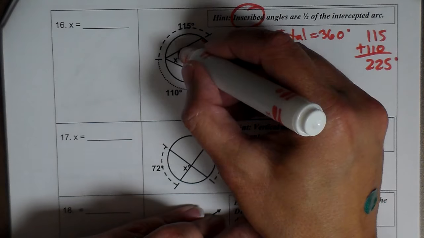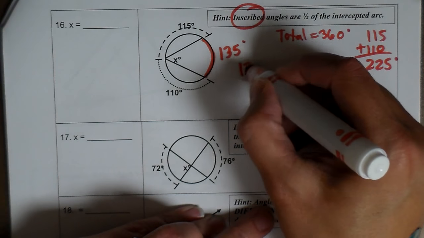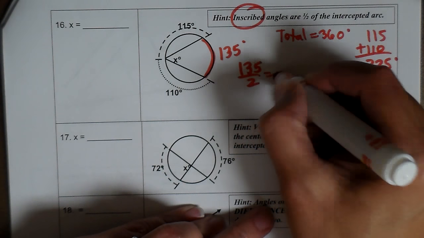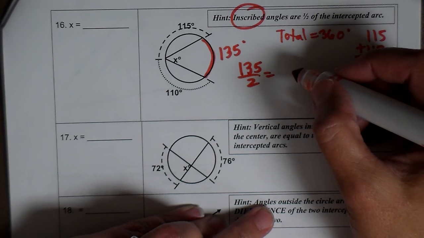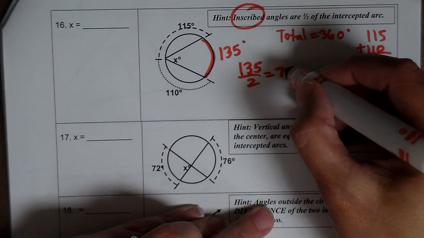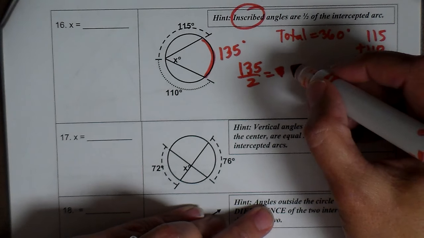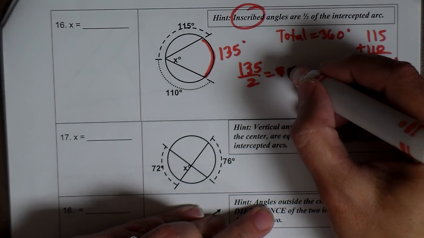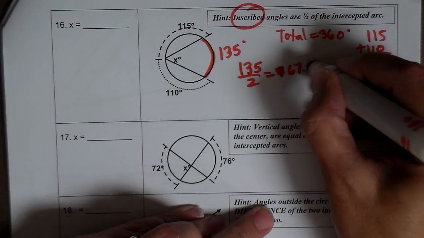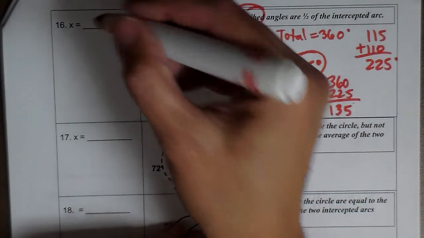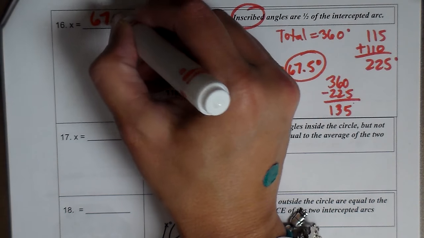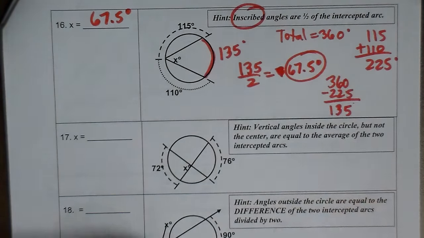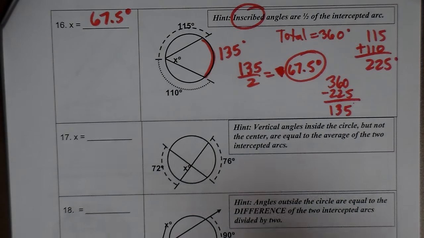So this angle is half of 135, so you take 135 and divide it by 2. And I believe you get, oops, not 77, I can't count today, 67.5 degrees. So x is 67.5 degrees. That is exactly half of 135. Okay, so let's look at the next one.